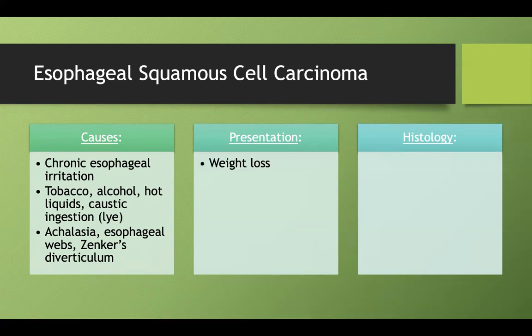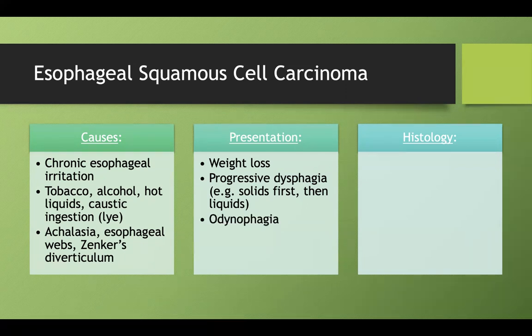And as with most cancers, you're going to get weight loss. This is really important, this progressive dysphagia. Because the cancer is slowly growing through the lumen, you're going to have solids affected first, and then liquids eventually as the cancer takes over more of the lumen. Odynophagia, it's probably going to hurt to swallow, especially if the cancer is invading into local nerves. You can get hoarseness for that same reason.